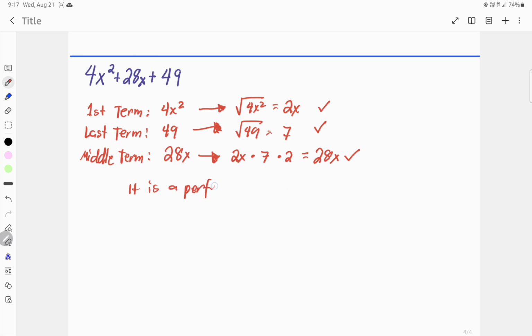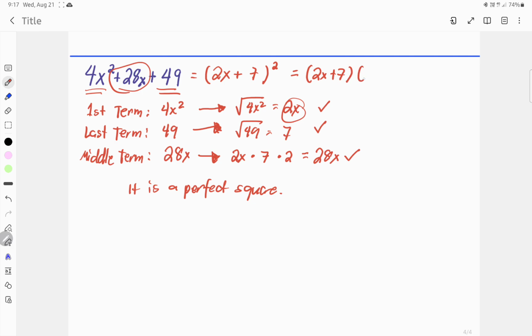So it is a perfect square. Now, if it's a perfect square, it's easy to factor this one. What is the square root of 4x squared, which you have on your testing, so that's 2x. The square root of 49, which is 7. And then what's the sign of the middle term, which is plus. And then you make it square. Another way to write your answer is 2x plus 7 times 2x plus 7. We call the answer when we factor a perfect square trinomial a square of a binomial.